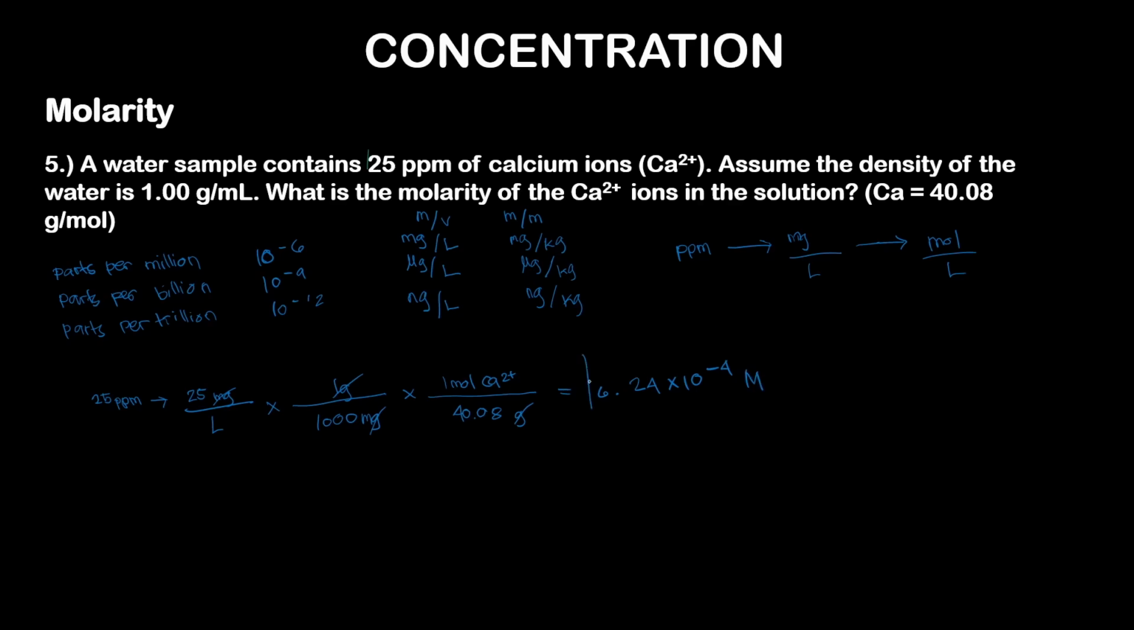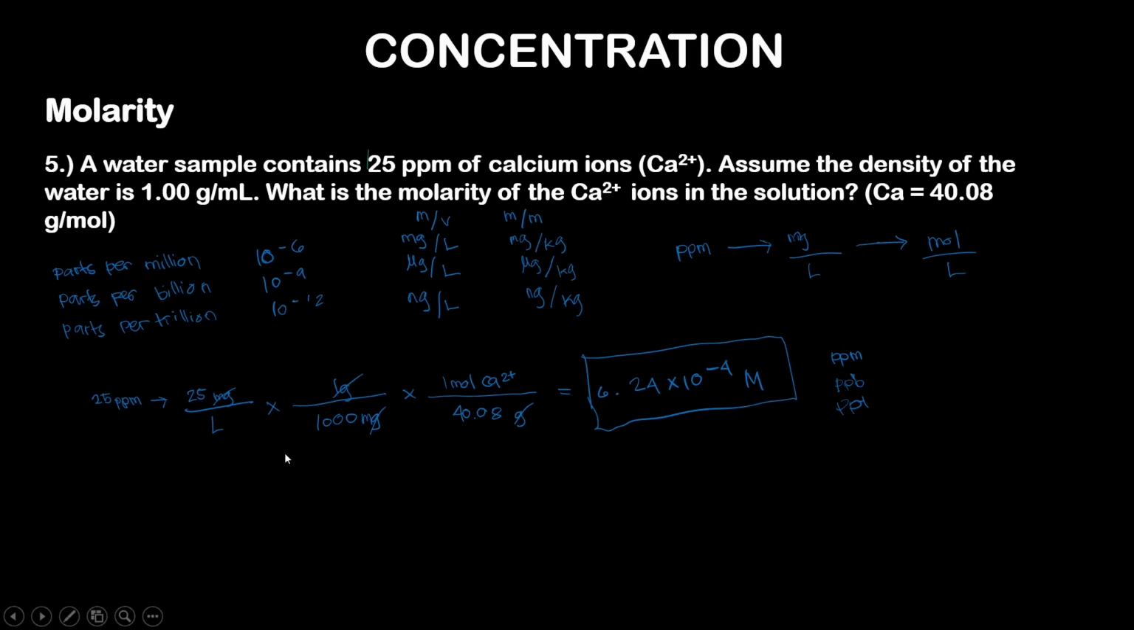So as you can see, it's very small. That's why we use ppm. This one, 25 ppm, is very friendly to the eye than this, 6.24 times 10 to the negative 4. So sometimes if it's very small, we can just use ppm, ppb, or ppt.